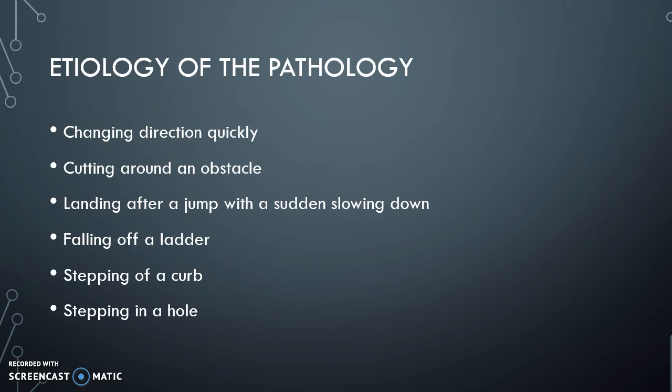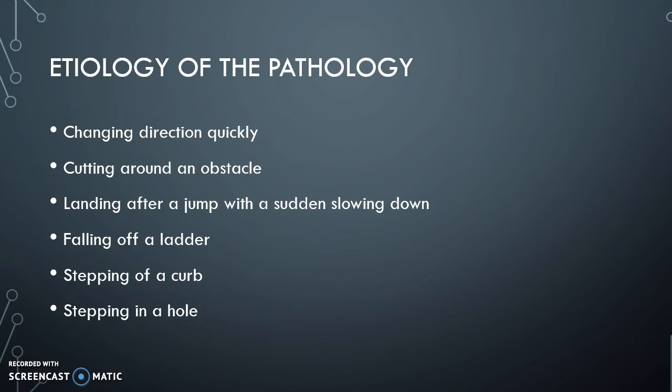So the etiology of this pathology, it's basically you're changing direction quickly, or you're cutting around an obstacle, you get that force downward, you're shifting the tibia. Most likely there's a twisting motion, and this can happen even after landing on a jump with a sudden slowdown, so most likely your basketball population. It's been seen in your football population, gymnastics, so many different populations for this pathology.